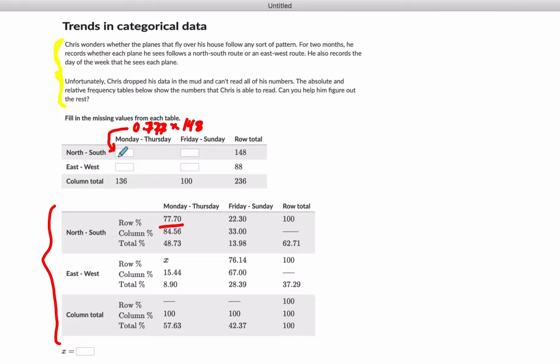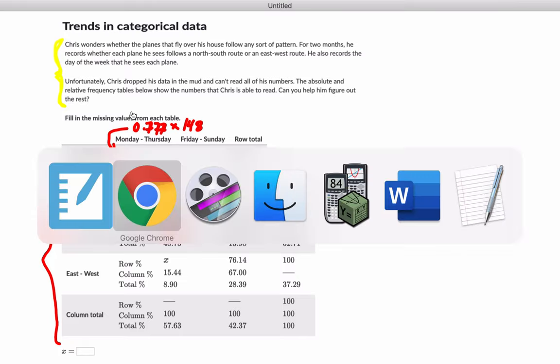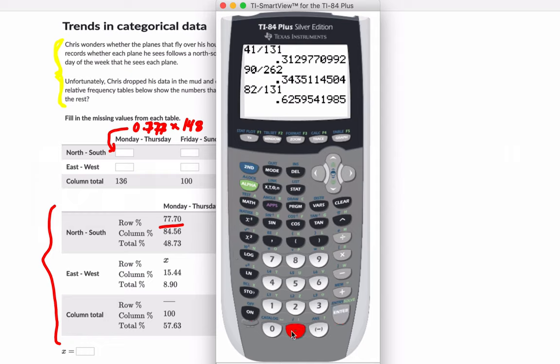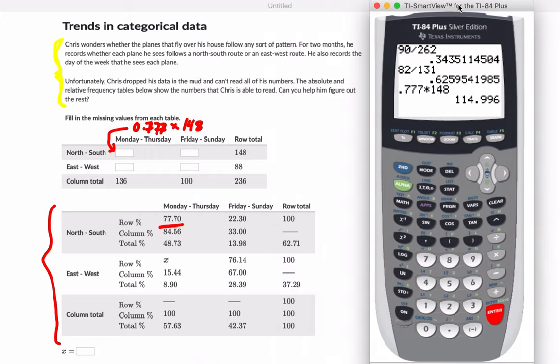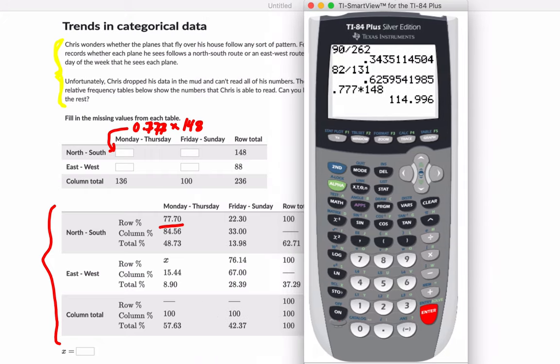And in this case, if you multiply those two, look what happens. You do 0.777 times 148, and you get 114.996. Now, usually there's some indication of rounding. Here, I don't see an indication of rounding, and in fact, in many of these problems, I don't. So look at the table to see how they rounded, and then round accordingly. So I see all whole number passengers here, so I'm going to round this to 115.